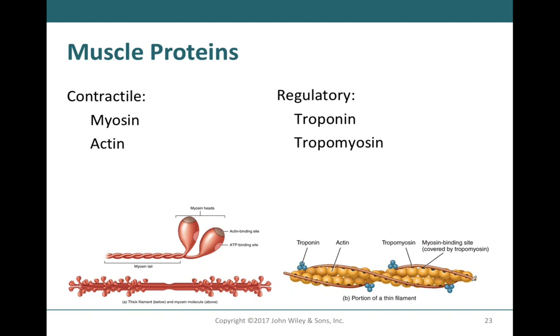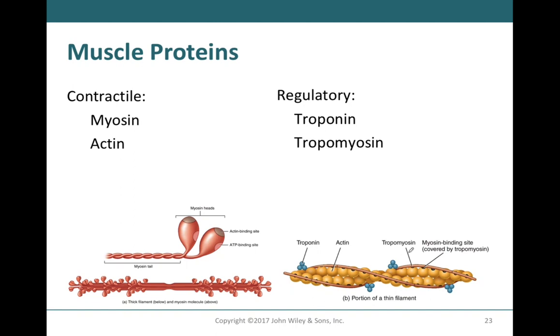So tropomyosin is this long protein, and it's going to cover up the myosin binding sites on the actin protein. Tropomyosin is actually preventing myosin and actin from binding in this picture. When tropomyosin is covering these myosin binding sites, that's preventing the binding from actin to myosin, and we will have no muscle contraction when tropomyosin is doing this. So tropomyosin is eventually going to get moved out of the way, and that's going to allow for the binding between actin and myosin.